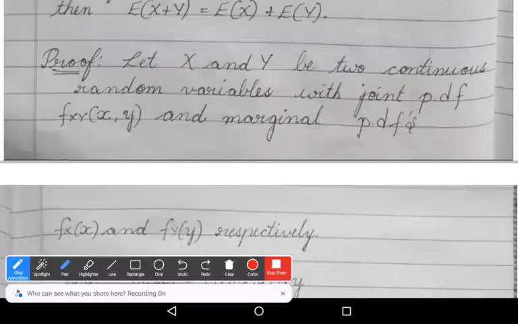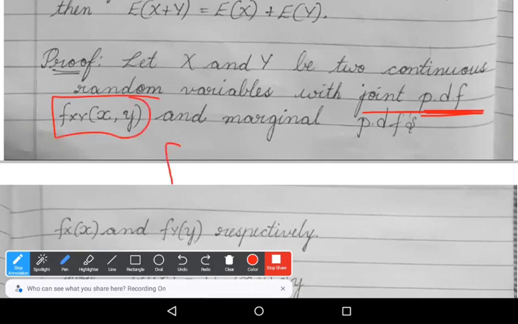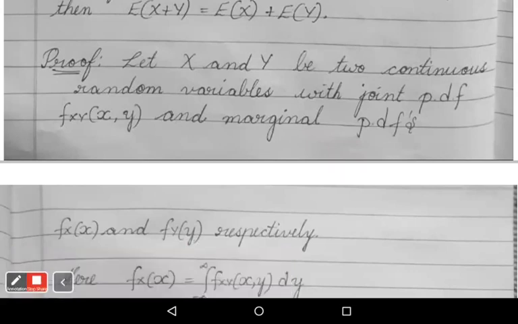Let us take capital X and capital Y to be two continuous random variables with joint PDF fxy, probability density function, because we are using continuous variables. So PDF means probability density function, fxy of X comma Y, and marginal PDFs fx of X and fy of Y respectively. So you have to understand the symbols.